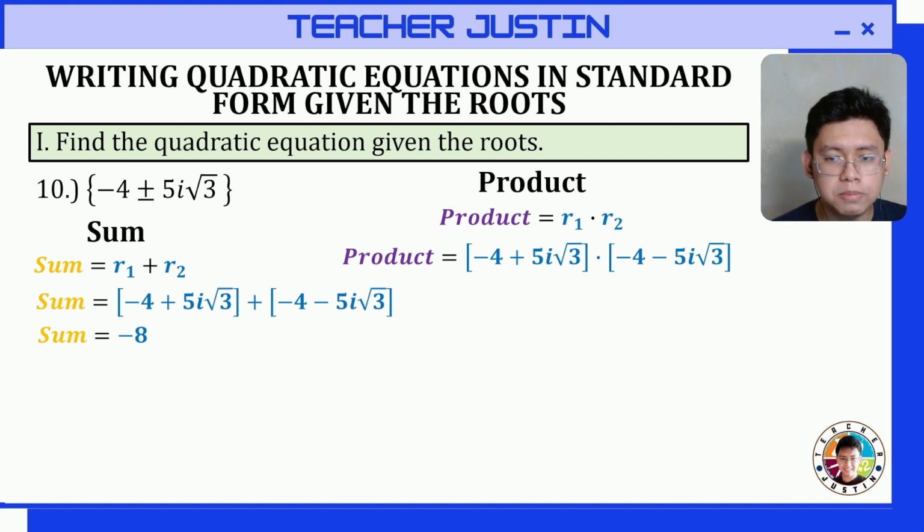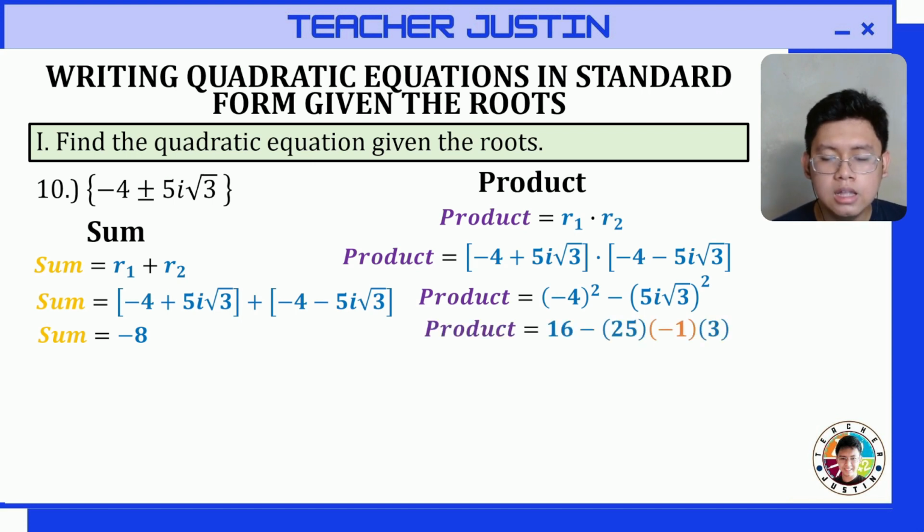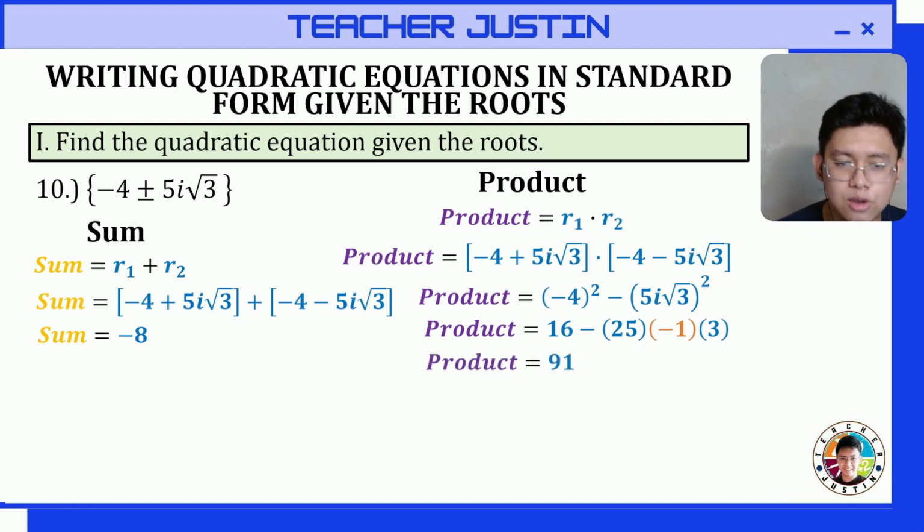So let's use multiplying conjugates. So let's copy the first term and then square it, minus copy the last term and then square it. Let's get the square of each term. So the square of negative 4 will be 16. The square of 5i square root of 3 will be 25 times negative 1 times 3. So 16 minus 25 times negative 1 times 3, that will give us 91.